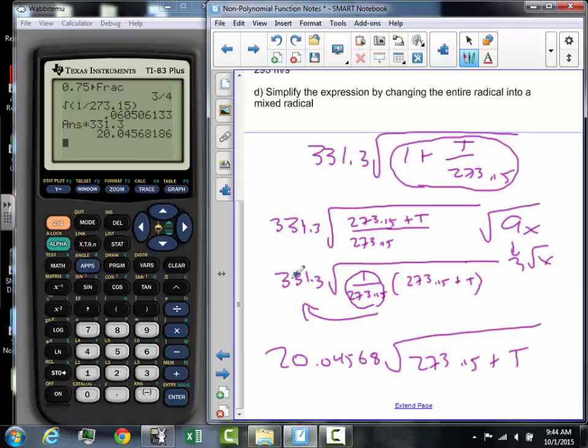But since there's already a 331.3 sitting out front, I multiply it by that number. So now the new number sitting out front is basically 20. And I've now simplified the expression by changing the entire radical into a mixed radical by pulling the number from inside outside. It wasn't all really purposeful. I just wanted to show you that skill.